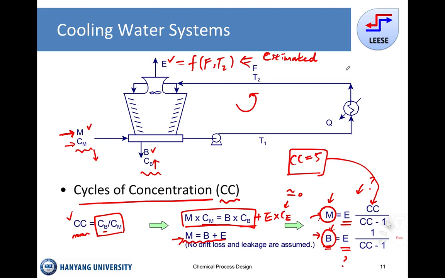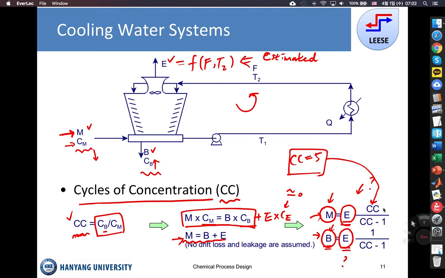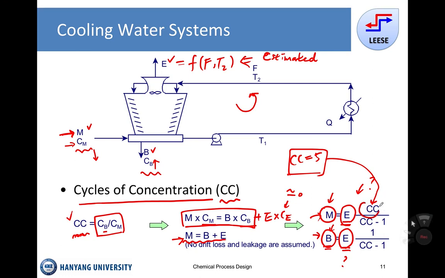We might have some information from the manufacturer. We might have the reference data from the operation. So this is typically given, or we might rely on rule of thumb. So evaporation is estimated, and Cc is selected or determined or chosen. Then we can estimate M or B, okay?